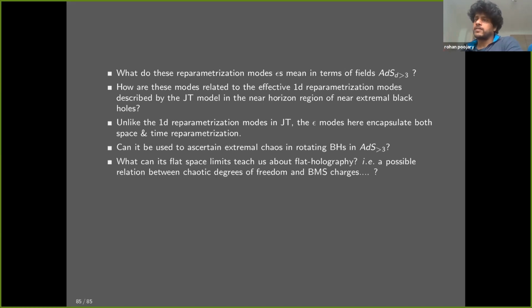And what can its flat space limits teach us about flat holography? A possibility is that they'll be able to relate chaotic degrees of freedom with BMS charge or something like that. So there are a lot of future directions. Some of them, the last few, are quite far-fetched, I do give you that. But these are basically the modes in which you should be thinking of chaos, and the new objects that we could find in the bulk. A lot of these things are not known.